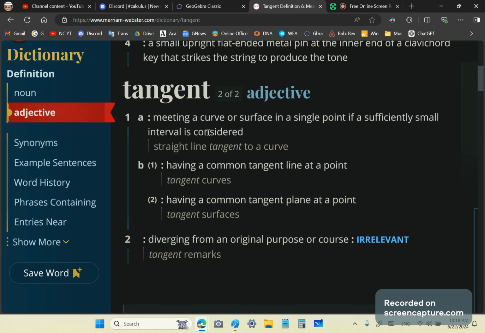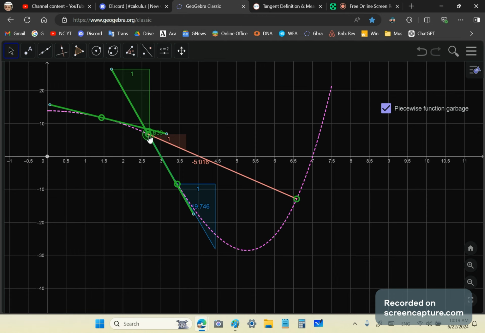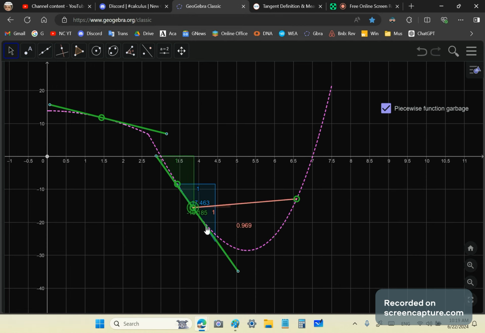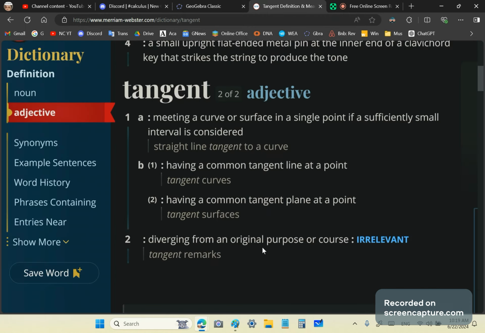Merriam-Webster originally defined tangent as a meeting of a curve or surface in a single point if a sufficiently small interval is considered. That was originally intended to rule out the possibility of the tangent line crossing over. And indeed, there is actually an inflection point at 2/3 over there. So at this point here, there wouldn't be a tangent line. But they changed that as well, because now a function with their definition has a tangent line at a point of inflection. But that's not the original meaning.